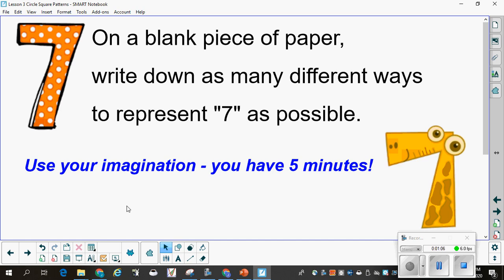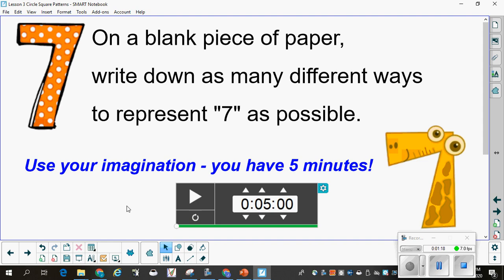Now, what I'd like you to do is, on your notebook paper, write down as many different ways to represent 7 as possible. Use your imagination. You have 5 minutes. Since this is the recorded version of the lesson and not the in-person lesson, I'm going to keep going. You should pause the video and take 3 to 5 minutes to write down as many different ways that you can think of to represent the number or the value 7. Go.